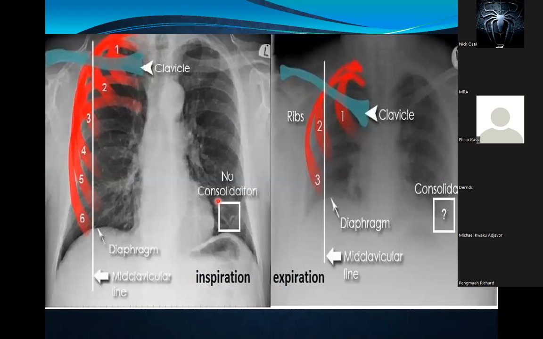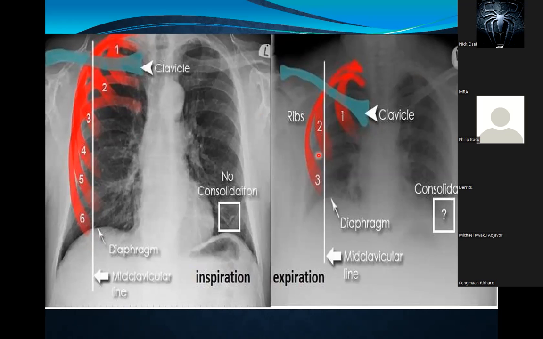Okay. Yes, as we were describing, you can still see the inspiratory X-ray on the left and the expiratory X-ray on the right. You realize that on the inspiratory X-ray, you are able to see at least six of the ribs. There are about six ribs visible here.